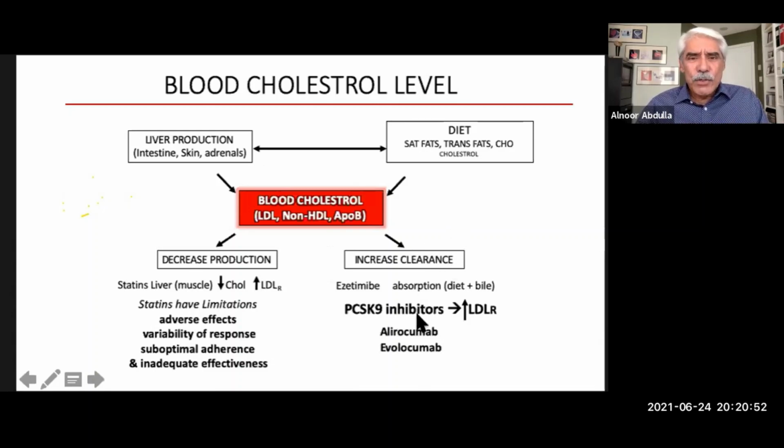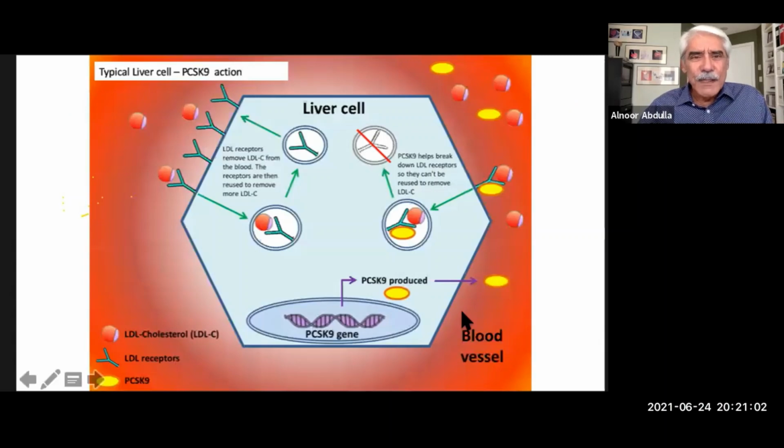All right, so it goes to inhibit the PCSK9, which upregulates the LDL receptor. So again, these drugs work through the LDL receptor. So what happens? These little particles here are LDL cholesterol. These Y-shaped things are the LDL receptors. And these yellow things are PCSK9 enzyme, which is also produced in the liver.